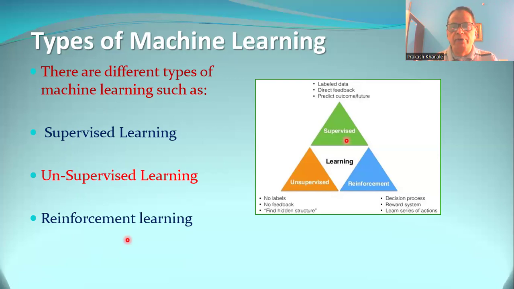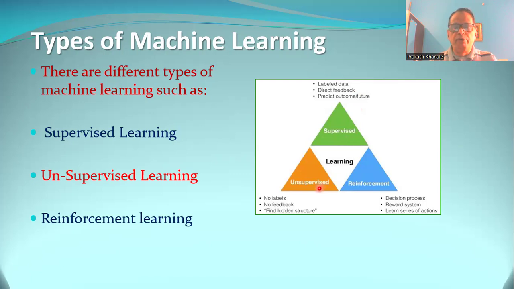In supervised machine learning, as shown in this diagram, the data given to the machine is labeled data, and we have direct feedback. With the help of this machine learning, we can predict the outcome, or we can predict the future of any event based on the past data. Since the data is labeled, this machine learning is called supervised machine learning, because here we are already making use of labeled data.